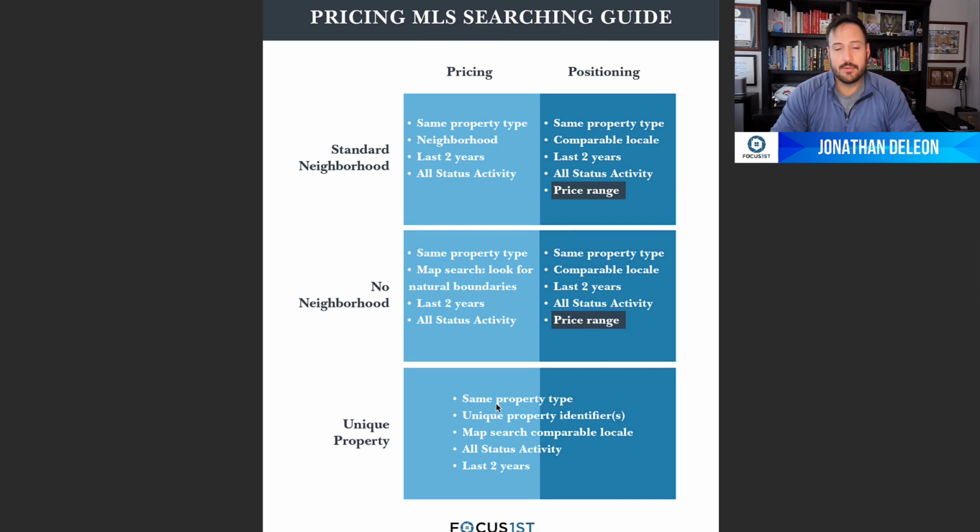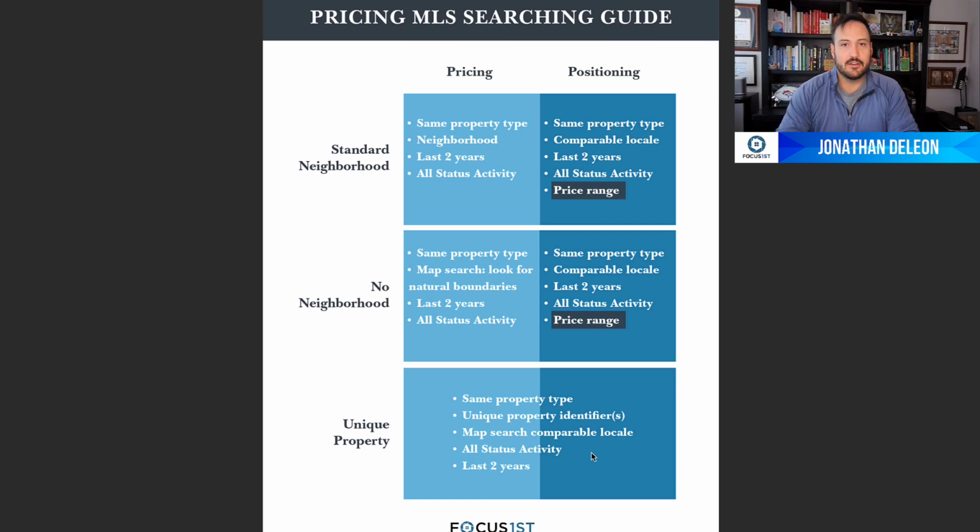And if it's a unique property type, meaning that it has something about it that's innate in its value that can't be separated, you're going to make sure you also differentiate with that. Now that could be lake access, mountain views, horse property, or one of the many other things that can fit into that unique identifier. In that case, we're going to probably expand our map search a little bit, looking at a comparable locale to make sure we include that same feature. But again, same property type, last 2 years, all status activity.